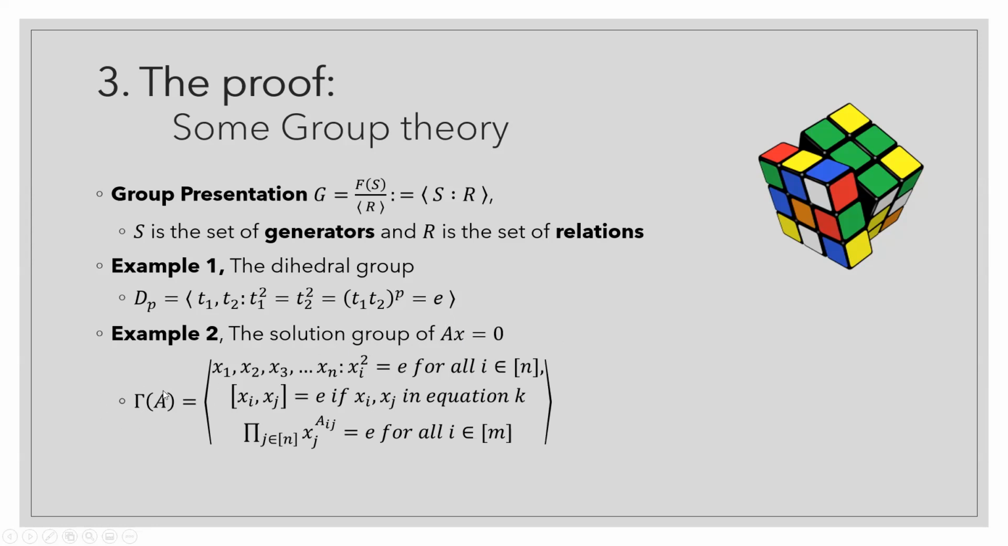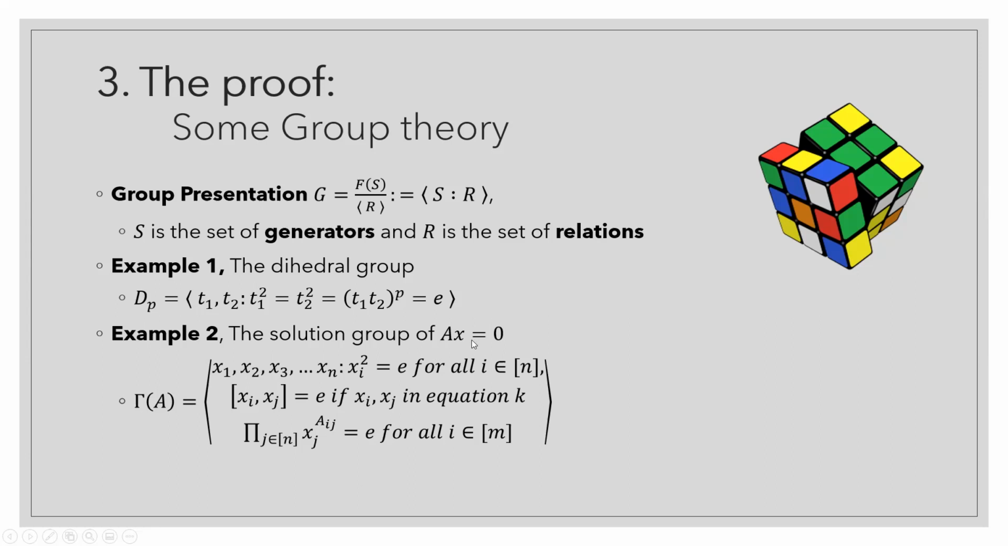In the presentation of the solution group, there are n generators, one for each variable. The relation says that the order of each generator is 2. If two generators come from the same equation, then the two generators commute. And lastly, if you take the product of all the generators from the same equation, you should always get identity.